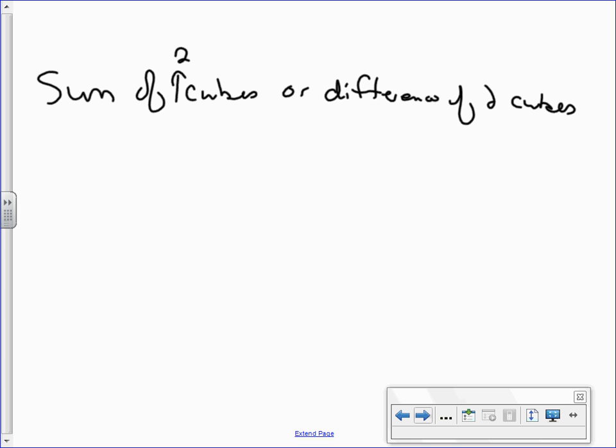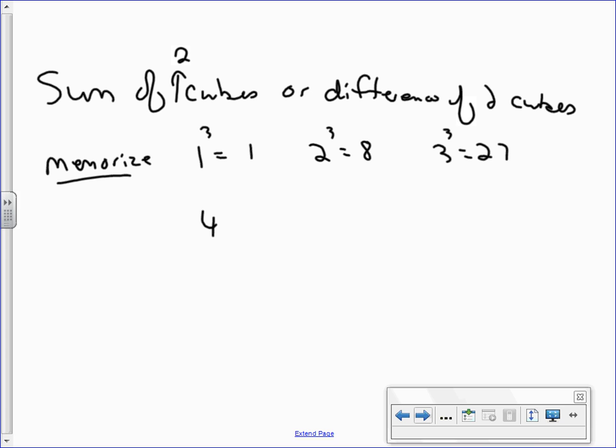And before I show this one to you, this is a memorized formula. Before I show this to you, I want to remind you of some things that you need to have memorized. You need to know a few perfect cubes. You need to know that 1 cubed is 1. You need to know that 2 cubed is 8. You need to know that 3 cubed is 27. You need to know that 4 cubed is 64. And you need to know that 5 cubed is 125. Okay, these are the only 5 that I need you to worry about for right now.